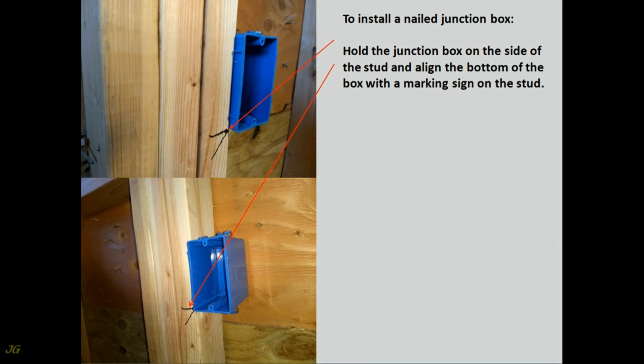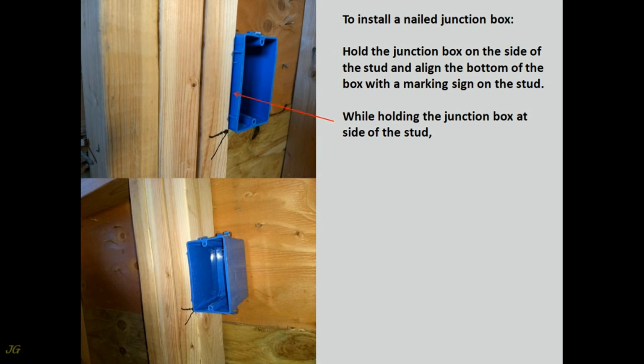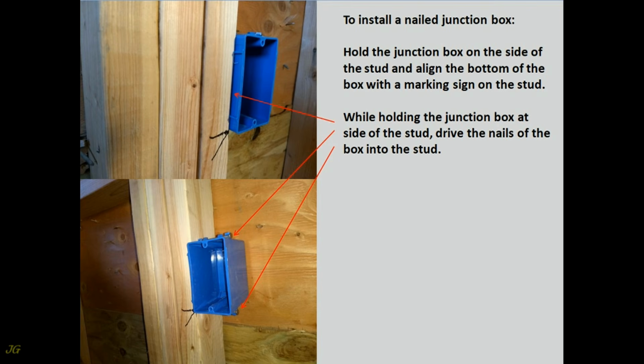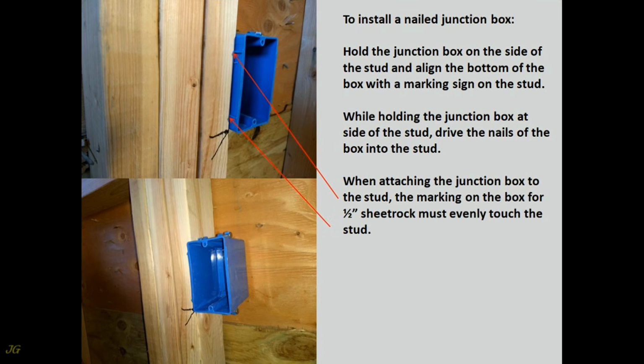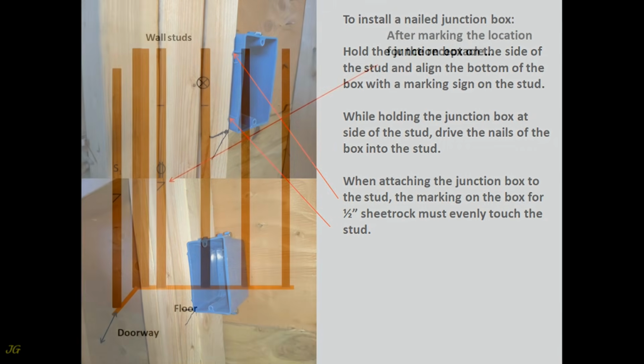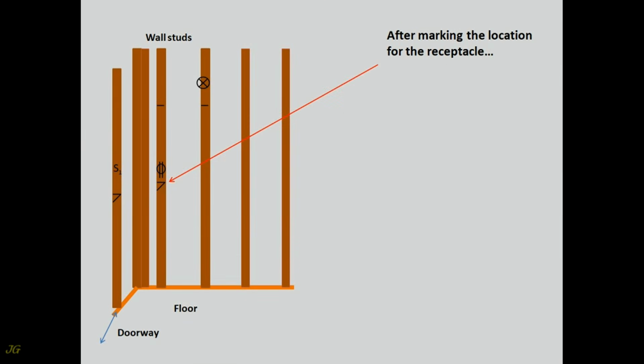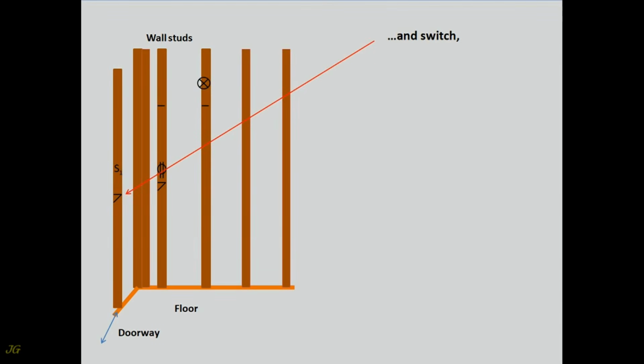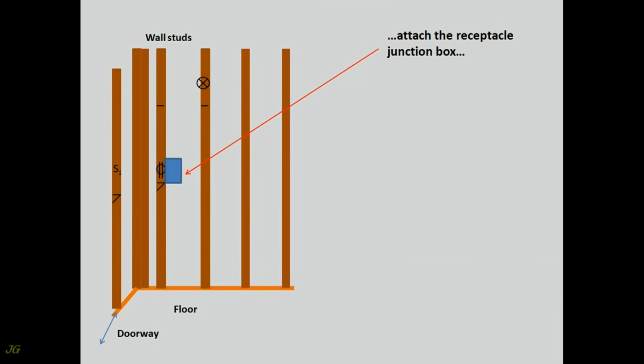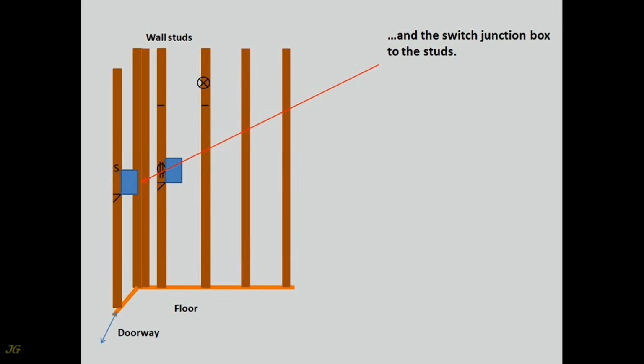To install a nailed junction box, hold the junction box on the side of the stud and align the bottom of the box with a marking sign on the stud. While holding the junction box at the side of the stud, drive the nails of the box into the stud. When attaching the junction box to the stud, the marking on the box for 1/2 inch sheetrock must evenly touch the stud. After marking the location for the receptacle and switch, attach the receptacle junction box and the switch junction box to the studs.